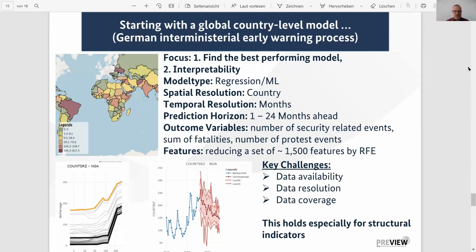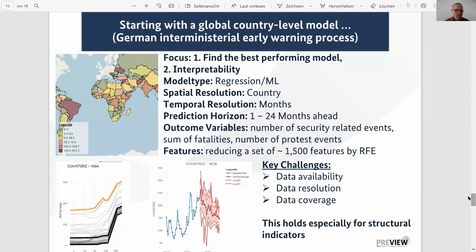But the first and most important indicator in this approach is to find a best performing model, and we do it with a machine learning approach. And I don't want to go too deep in this field. It's a regression model.